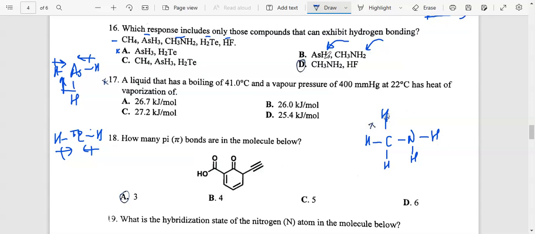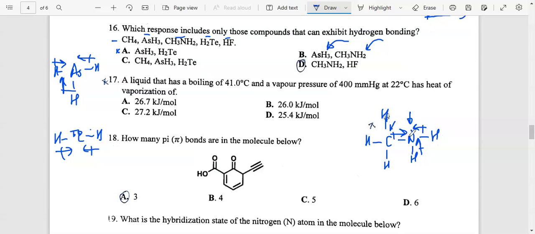this one is not going to be a polar molecule. If you look at this one, nitrogen is more electronegative than carbon. So because of this, there's going to be some polarity going towards the nitrogen. Even the hydrogens are going to have some polarity going towards the nitrogen.